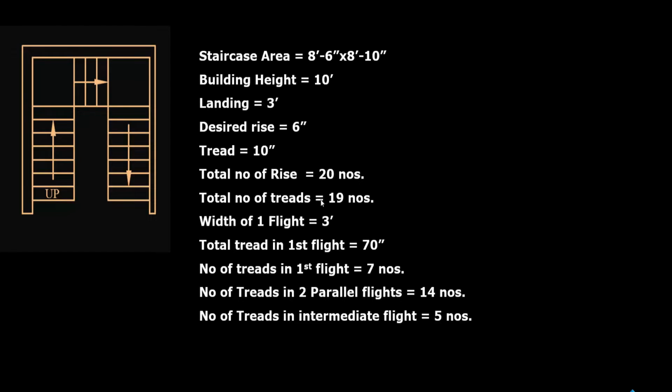I have calculated there. Total number of treads 19 numbers, width of flight 3 feet. Only this we have to change. I have changed 3 feet 1 inch instead of 3 feet. It is 3 feet 1 inch.